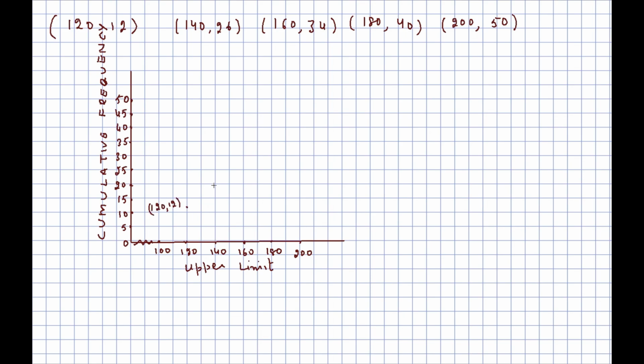120 and 12 will come here. 140 and 26 will come here. 160 and 34 will come here. 180 and 40, and 200 and 50. Join them with freehand. The curve we get is called cumulative frequency curve or less than type ogive.